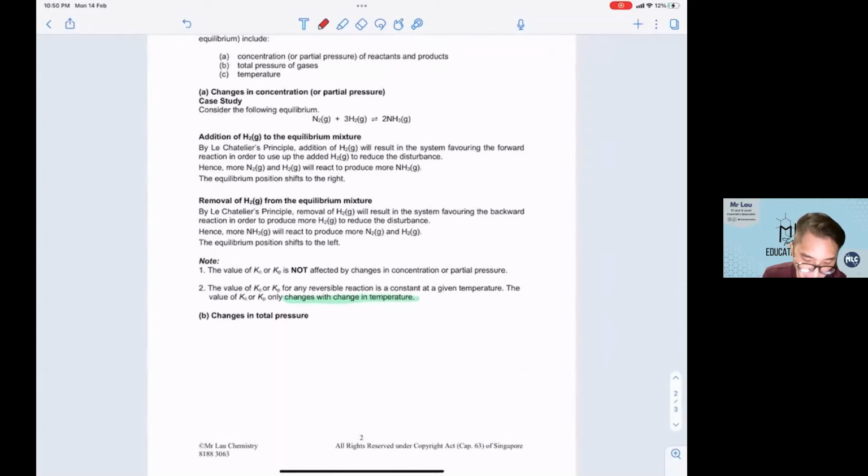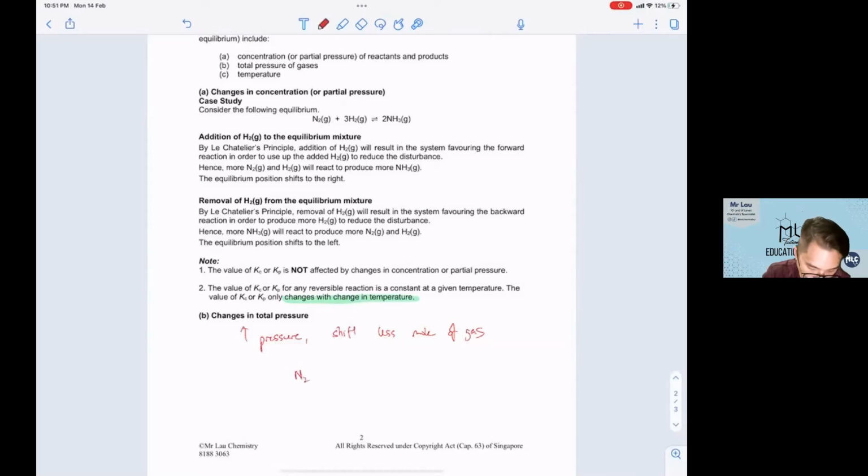Now let's look at what happens when you change the total pressure. For example, if you increase the pressure of the system, the system will shift in such a way as to minimize pressure. So it will shift to the side with fewer moles of gas, because more moles of gas result in greater pressure. The more gases there are, the more pressure there is. So if you increase the pressure, your system will seek to lower the pressure by shifting to the side with fewer moles of gas.